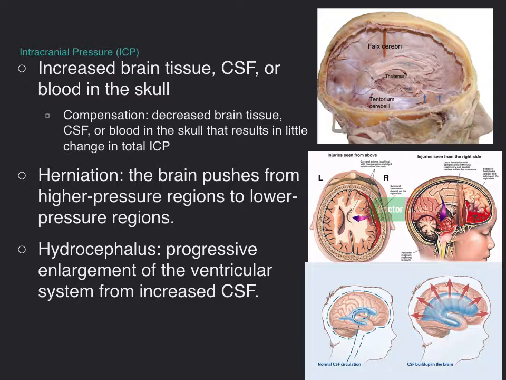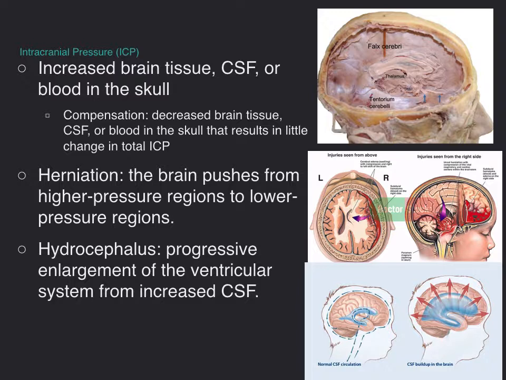Hydrocephalus is a progressive enlargement of the ventricular system from increases in CSF. There's two different kinds of hydrocephalus. The communicating hydrocephalus is caused by impaired reabsorption of the CSF from the arachnoid villi into the venous system.